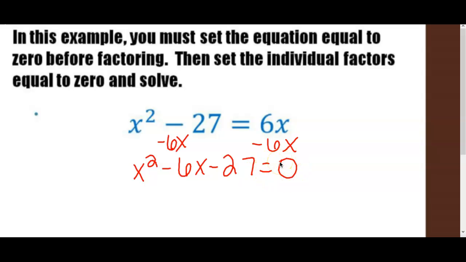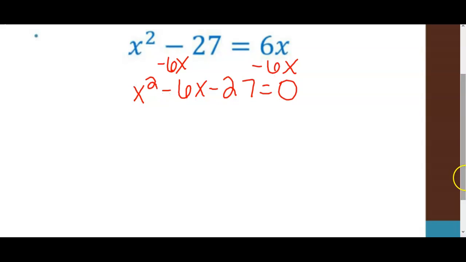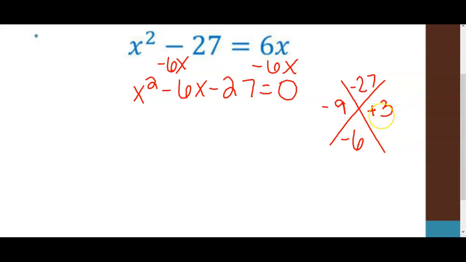So once again, two numbers that multiply to negative 27 and add to negative 6. Multiply to negative 27 and add to negative 6. Negative 9 and positive 3.